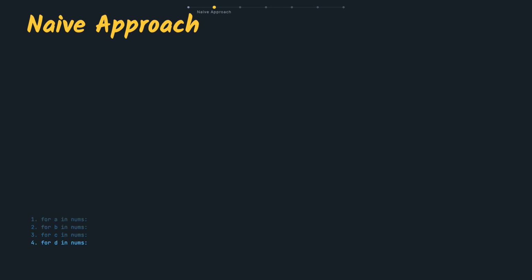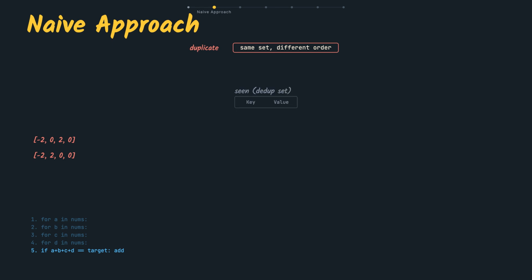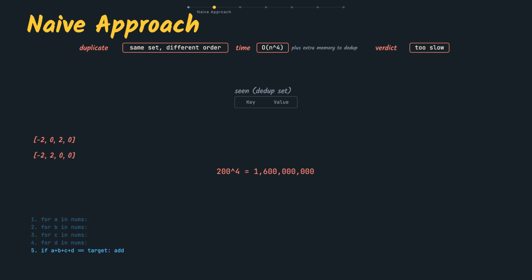Okay, try the obvious thing. 4 nested loops. Pick 4 numbers, check if they add to 0, write them down. But there's a problem. -2, 0, 2, 0 adds to 0. So does -2, 2, 0, 0. Same set, different order. So we'd need a separate set just to dedupe, and the loops grow with the input to the 4th power. On 200 numbers, that's over 1 billion combinations. We need a smarter shape.